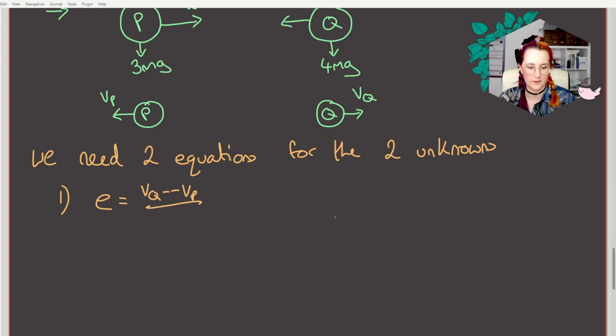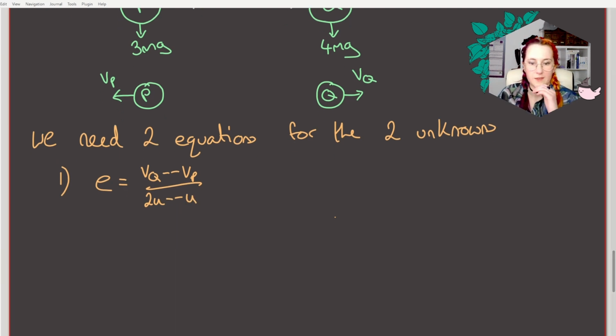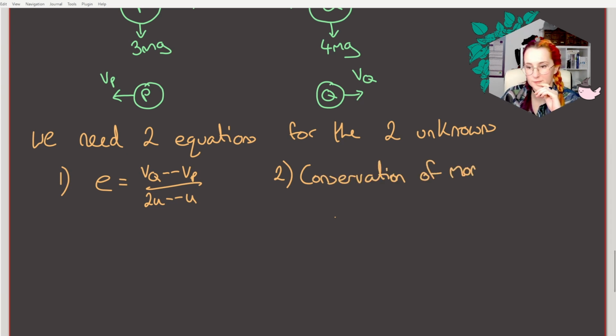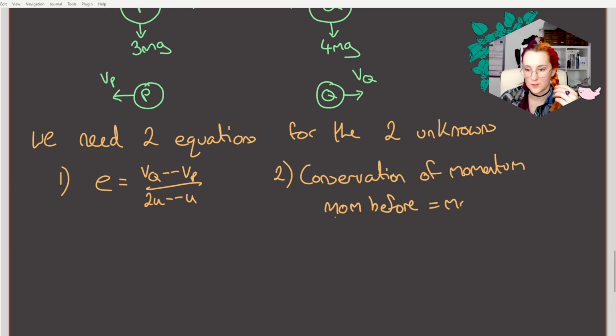And apparently it is minus u. There we go. And then the other one I'm going to use is conservation of momentum. Because we've been given the masses, we are able to use the momentum of the particle. So momentum is conserved in both cases. So it's momentum before equals momentum afterwards.